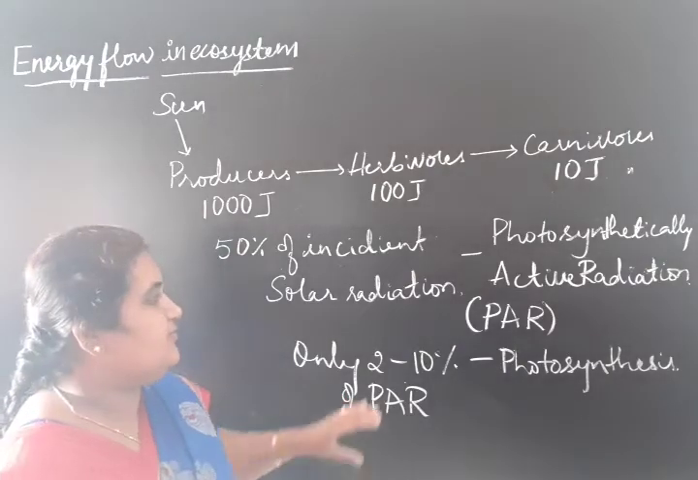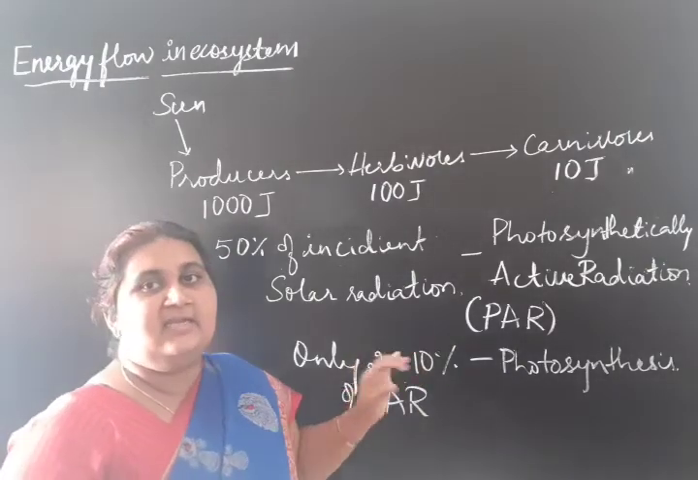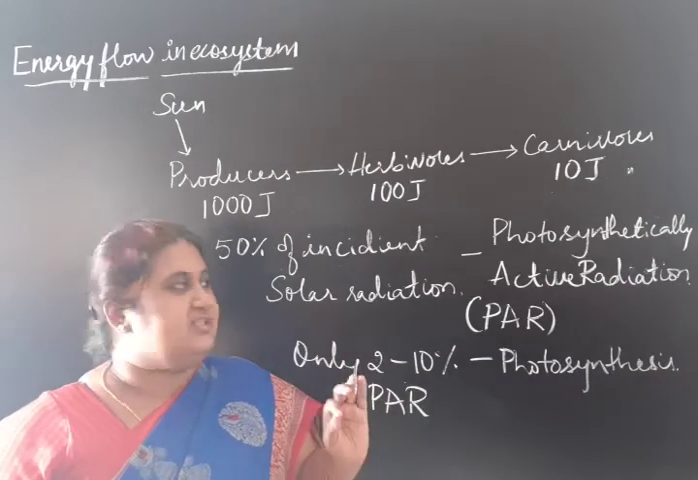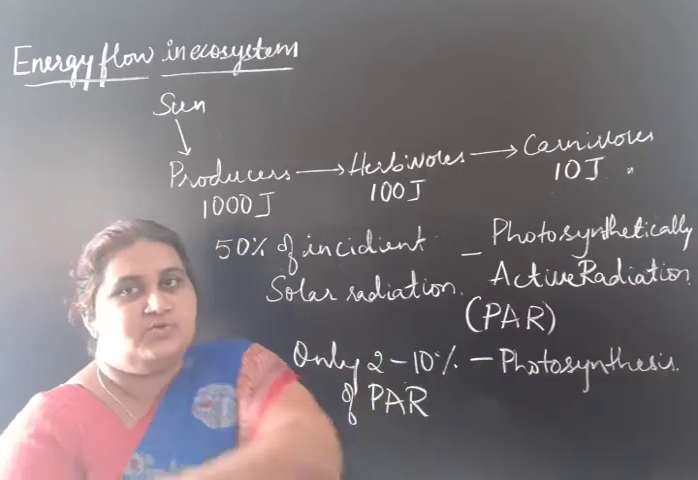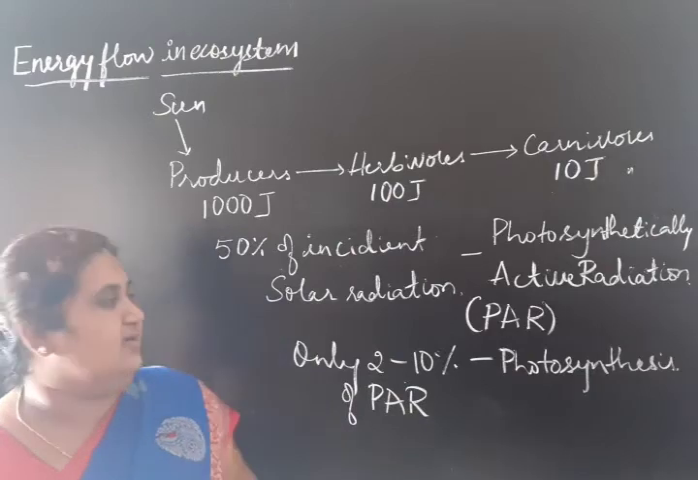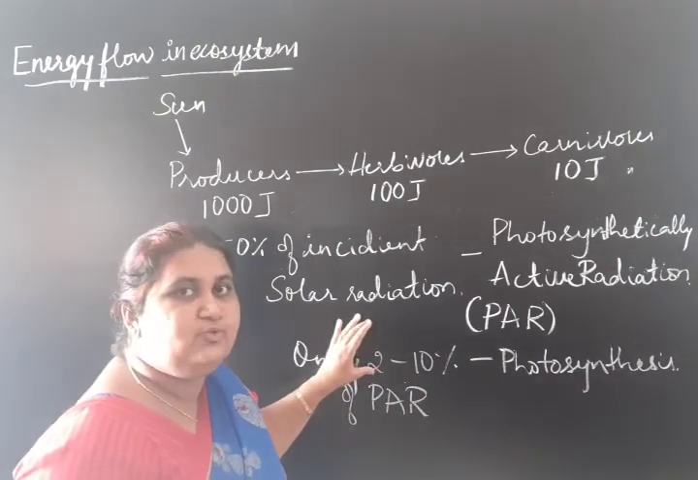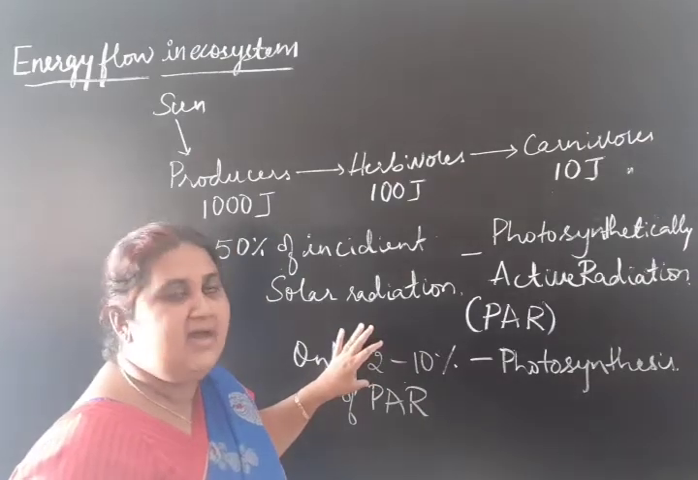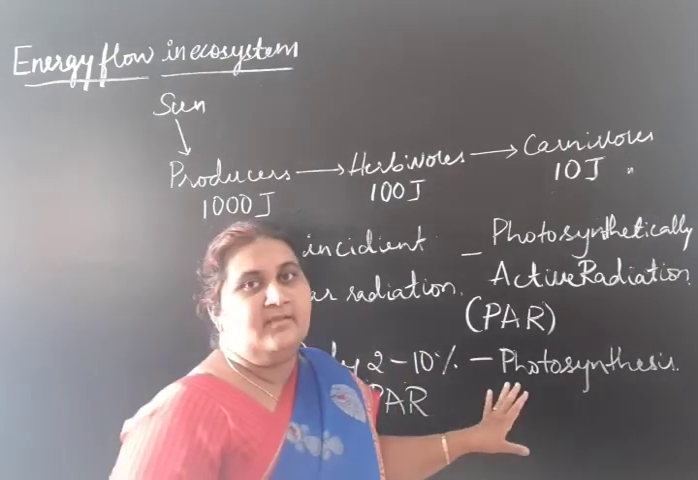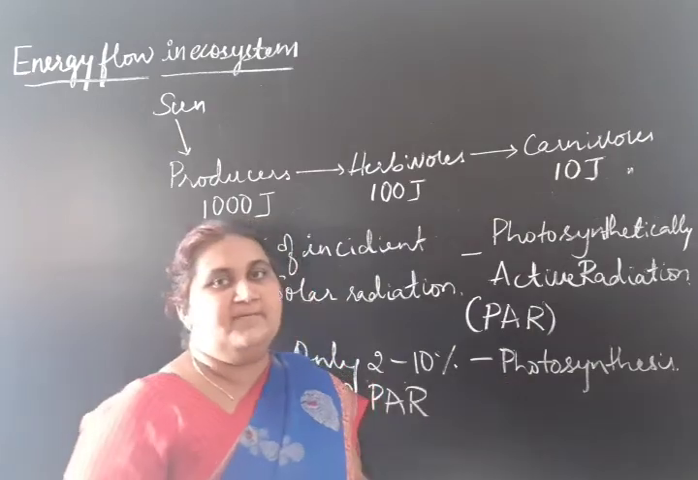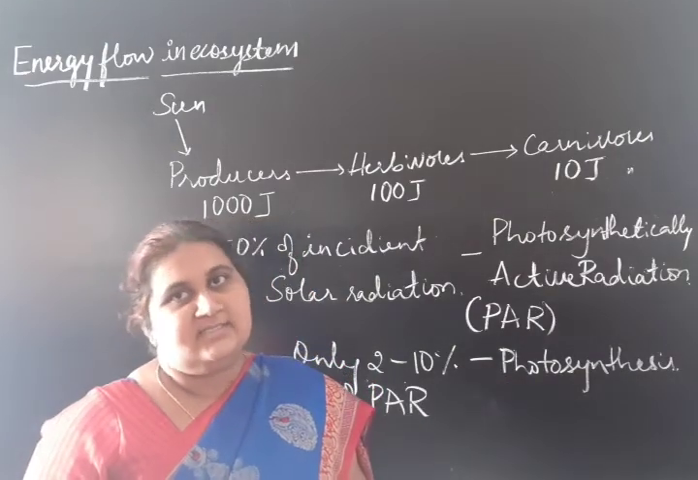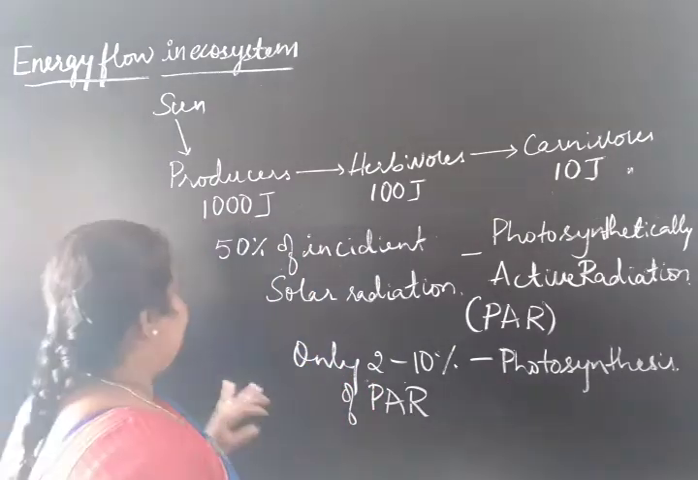photosynthesis. Okay, so what is PAR? It is the solar radiation which can undergo photosynthesis, which has the capacity to undergo photosynthesis. Of that, only 2 to 10% of PAR is being utilized for the purpose of photosynthesis.